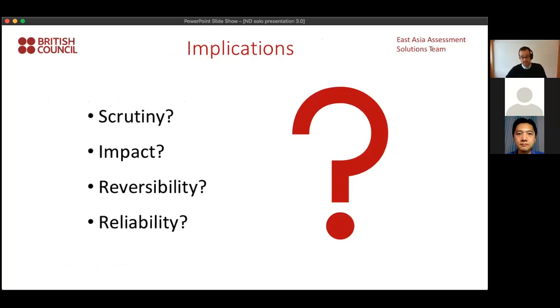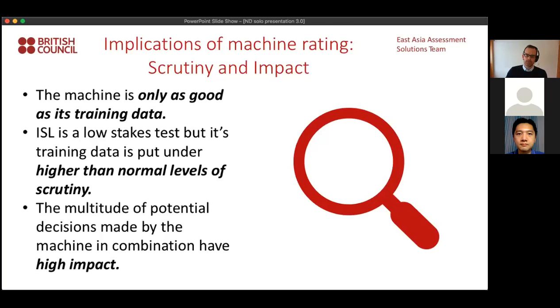Through the lens of today's workshop and its research questions, these definitions of high and low stakes decisions and inter-rater reliability raise some questions. How do levels of rater scrutiny differ between a low stakes AI assessment app and other assessment types? What impact do these decisions made by the machine rater have on users of the app? How easily can the ISL machine rater decisions be reversed? And what steps did we take to maximize inter-rater reliability? Let's address the first 3 questions first.